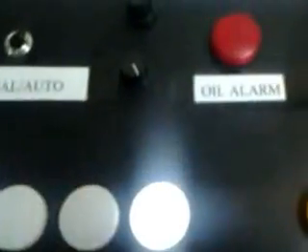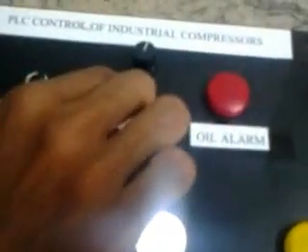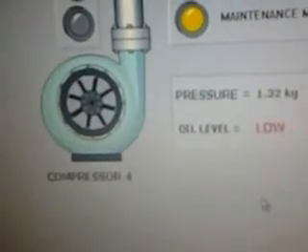Another important thing that we have to see is the oil level. If the 4 compressors are in operation, you can see the pressure varying and the compressors will be in operation. If the oil level is below the minimum average, that is 60, the compressors will be off, and the red alarm will be glowing, showing that the oil level is minimum. You can also see a representation which is saying that the oil level is low.